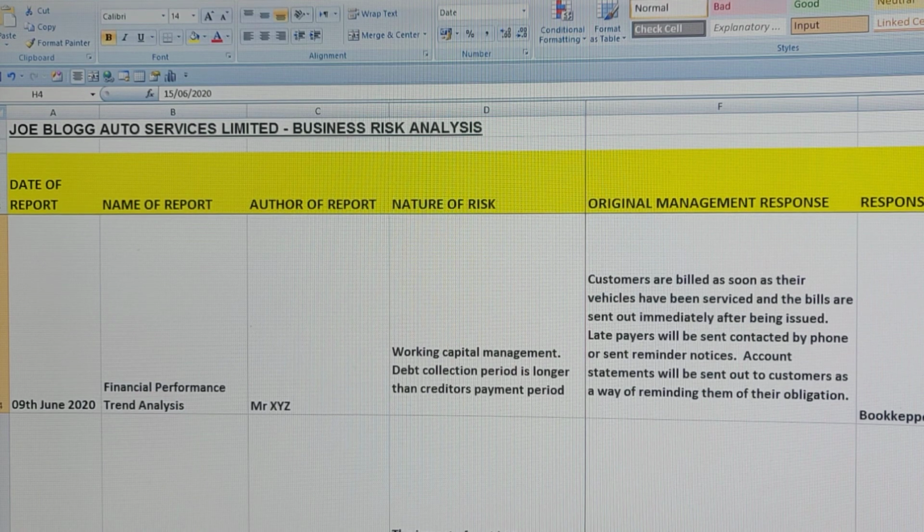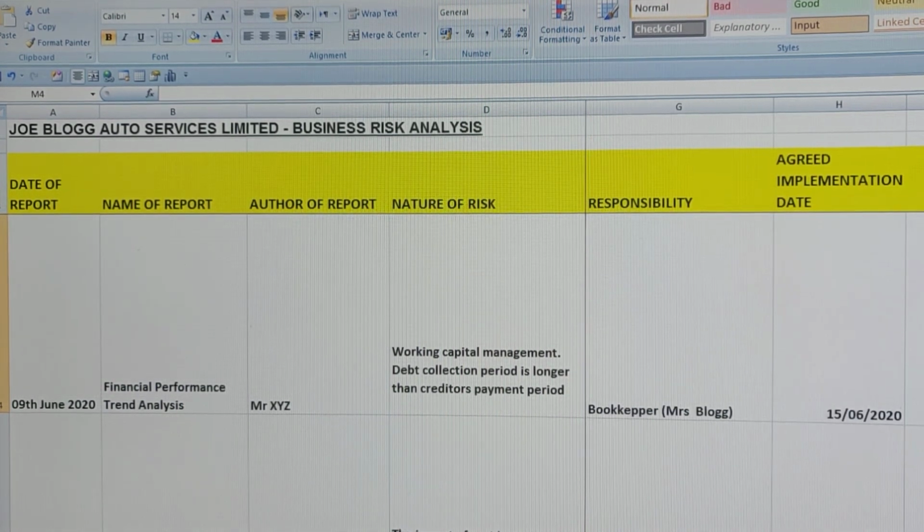Account statements will be sent to customers as a way of reminding them of their obligation. That is management's response. You also have to find out who is going to carry out this task, who is responsible for this area. The responsible person in this case is the bookkeeper, Mrs. Linda Blocks. And the date, they have to give you a date about when this recommendation will be implemented by them.